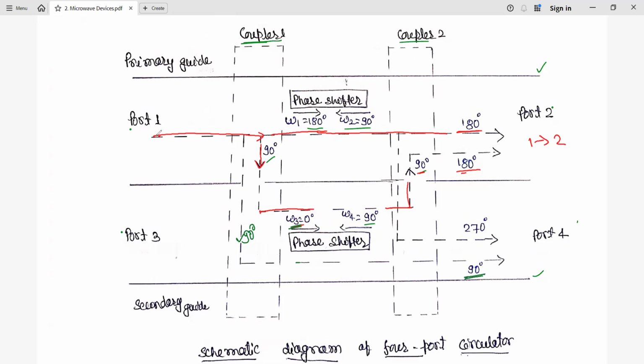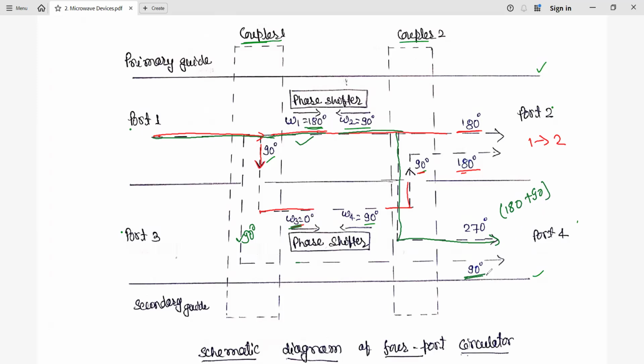Now if you see the other path, it's starting from port 1, crossing the coupler 1. Now here the phase shift is how much? 180 degrees. So now it has a phase shift of 180 degrees. Okay. And after this, from the coupler 2, it is going through this hole. So a phase shift of 90 degrees. So 180 plus 90, 270. So finally it has a phase shift of 270 here, 180 due to the phase shifter here, and 90 degrees in the hole.